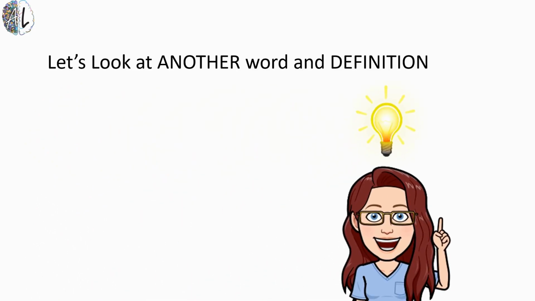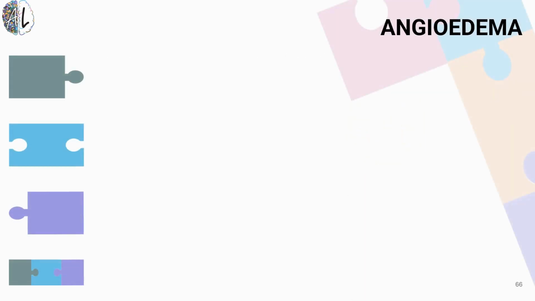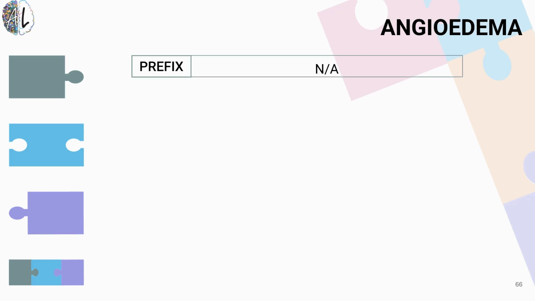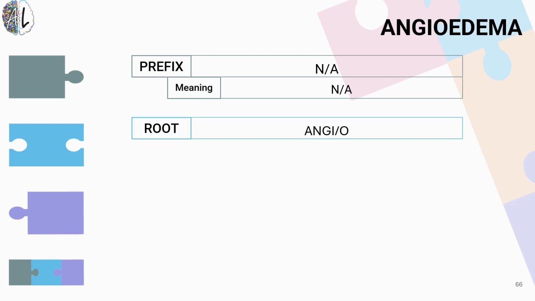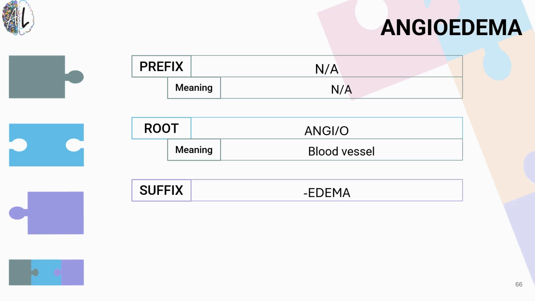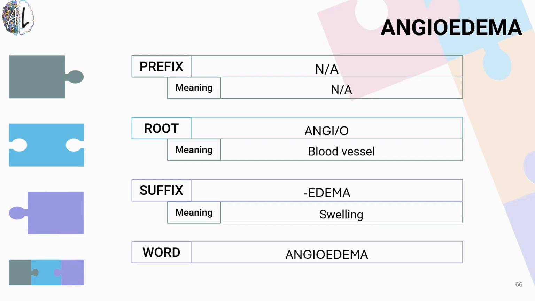Let's try another word. Next up is the term angioedema. Angioedema. See if you can tell me what this one means. Okay, in the term angioedema, we do not have a prefix. We do have a root term angio, which refers to vessels or blood vessels. And the suffix edema here refers to swelling. So angioedema is swelling in the vessels. It could be the lymph vessels, could be the blood vessels. Okay, either way, we do not want swelling in any of our vessels.